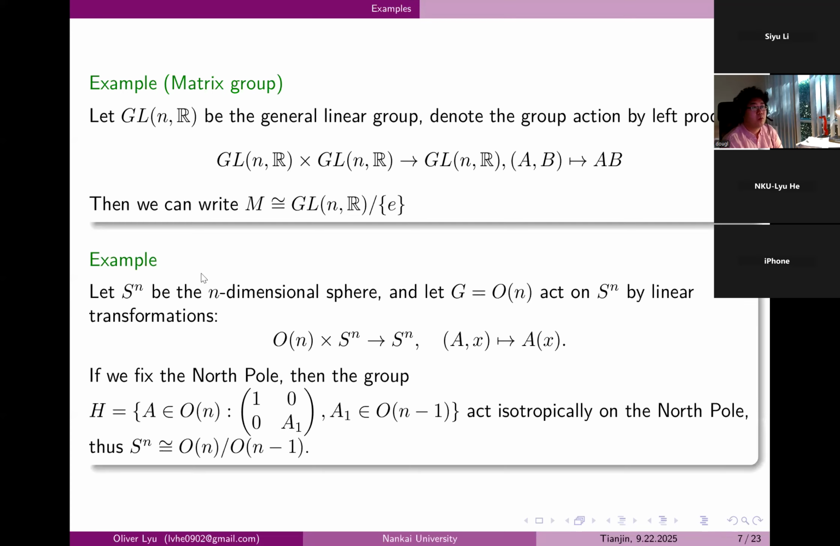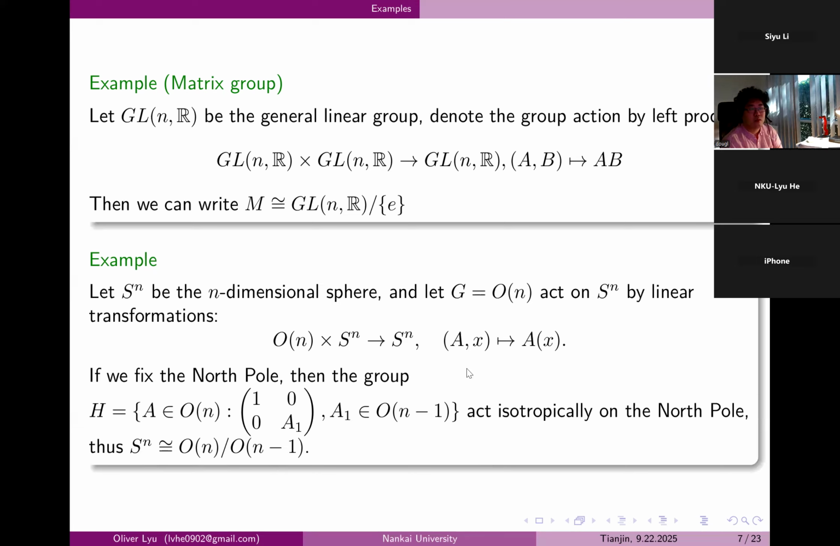The second example is the n-dimensional sphere. We can choose the n-dimensional orthogonal group acting on S^n by linear transformation. When we fix the North Pole and choose the subgroup H, it is just the rotations that fix the North Pole and rotate the whole sphere, so it acts isotropically at the North Pole. So we can identify S^n with O(n) quotient O(n-1).